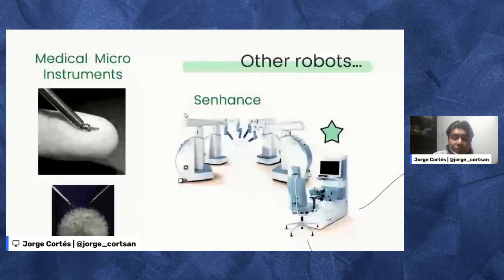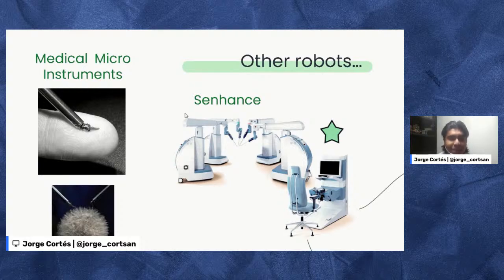Other robots that we can mention: the medical micro instrument. This is not a robot, this is a micro robot. Let's think about it: this robot has a diameter of 3 millimeters. So it's so small. Another robot is the Titan Medical, which has an ergonomic station. And another robot is the Senhance robot. This Senhance robot has a star in this presentation because it's special.